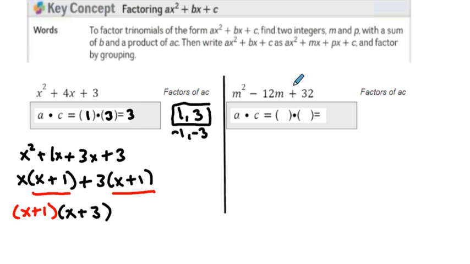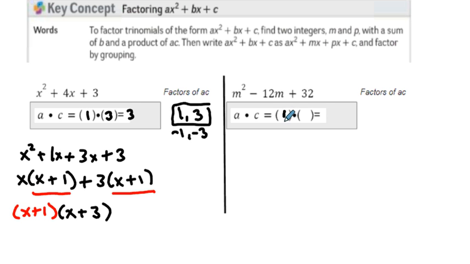Okay, now let's do another example, okay? And in this example we're going to do here, we have a negative b term, all right? And so when we're looking at our factors of a and c, the only way you can have numbers that multiply together and give you a positive, and add together and are negative, is if you have two negatives. But we'll just look at all the factors together.